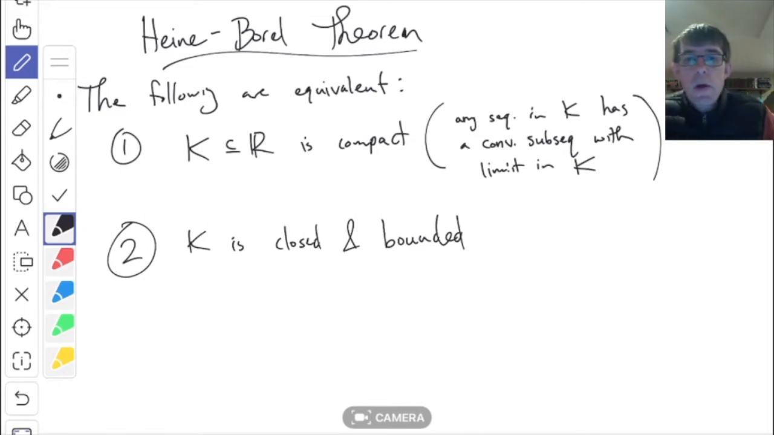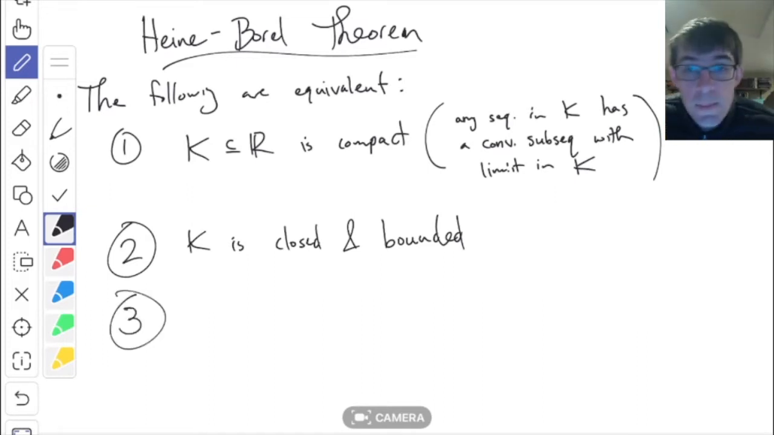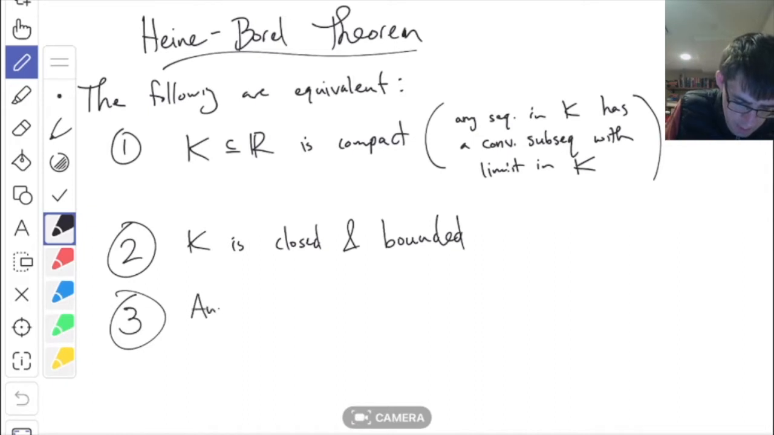All right. The statement of the theorem says the following are equivalent. So compact, the definition involving limits, is equivalent to saying that K is closed and bounded. And we already proved that last time, or maybe even the time before. The part that I want to talk about this time is statement number three, and this is the one having to do with open covers, and it says any open cover of K has a finite subcover.